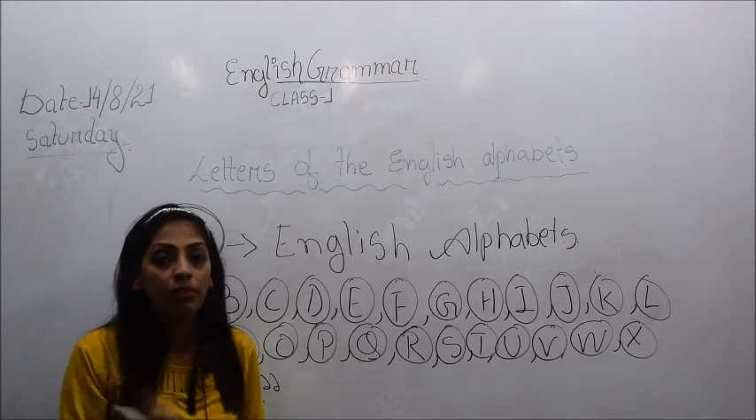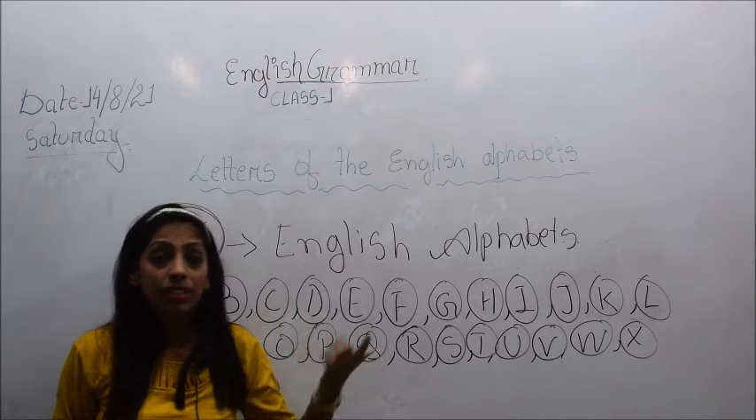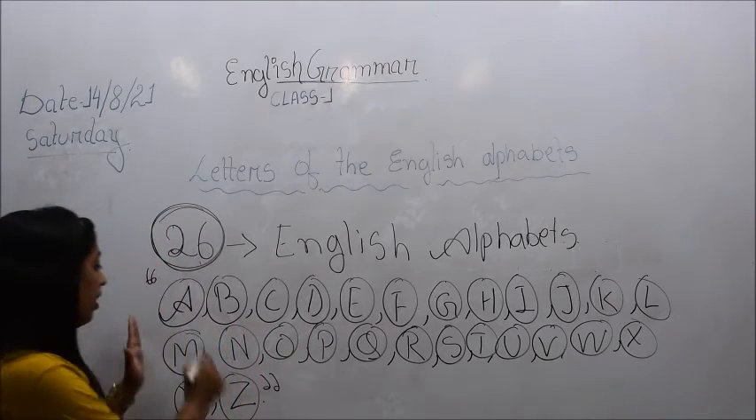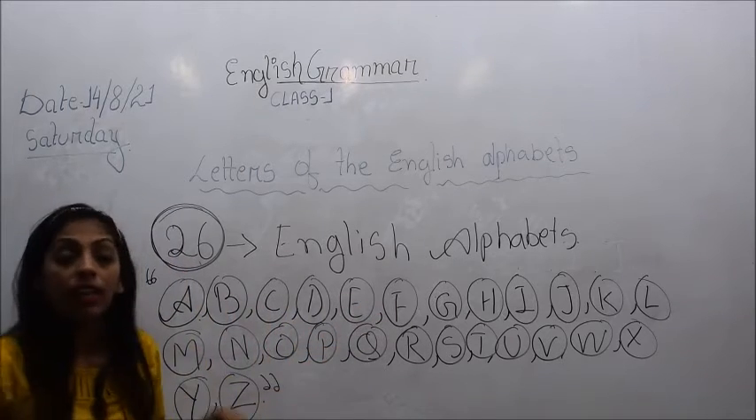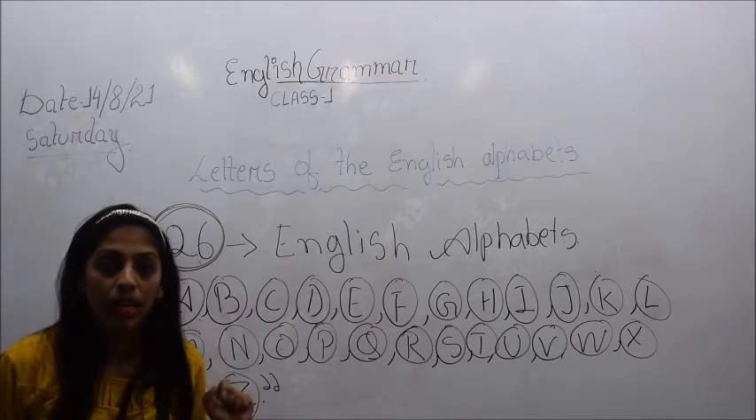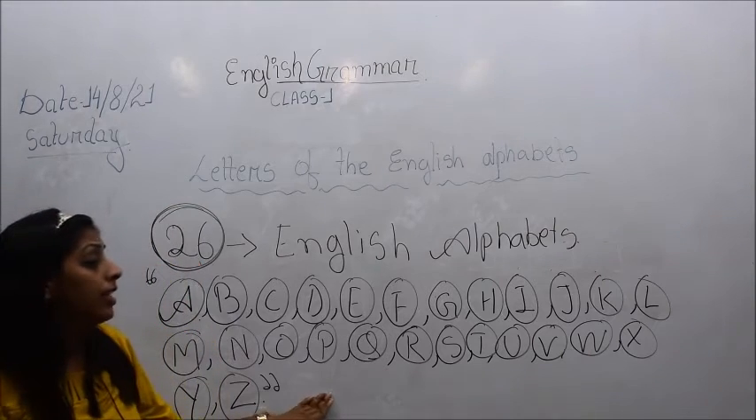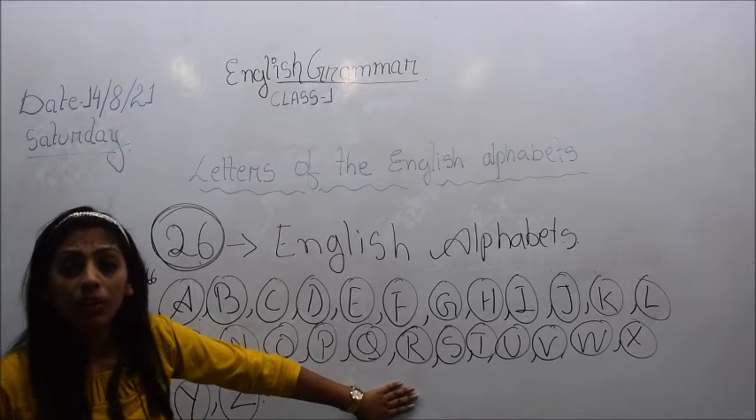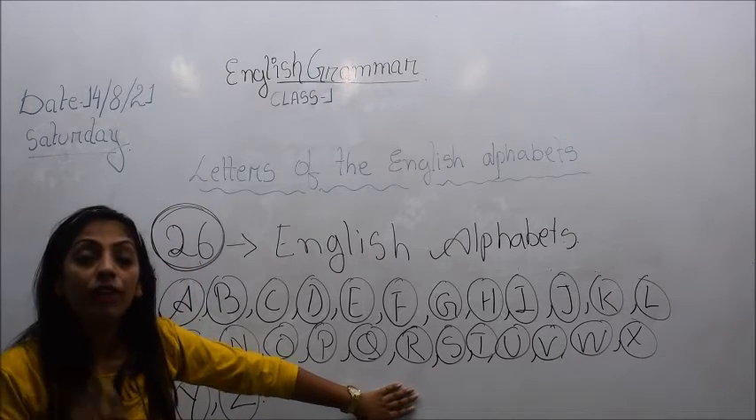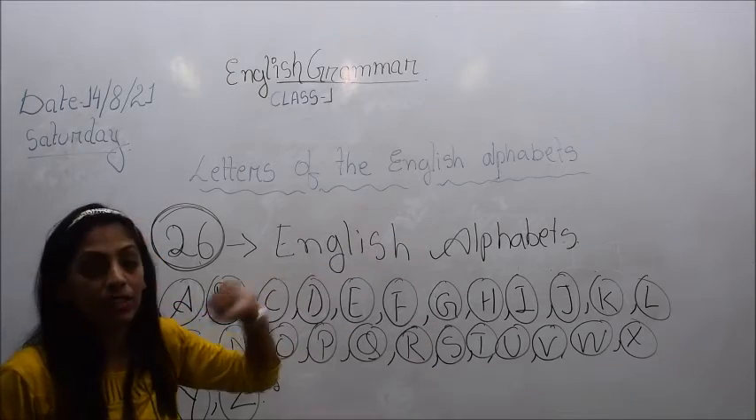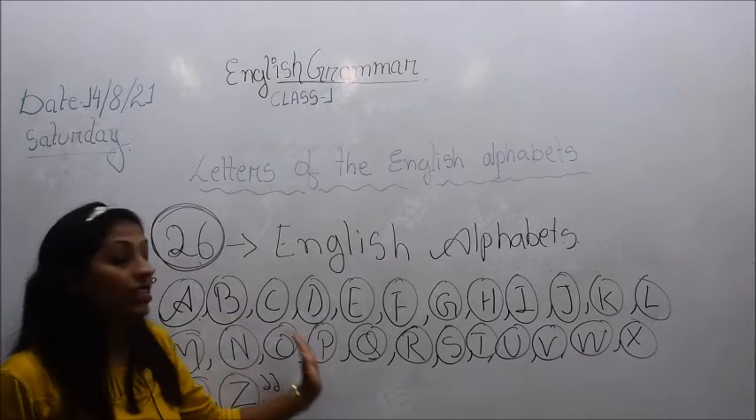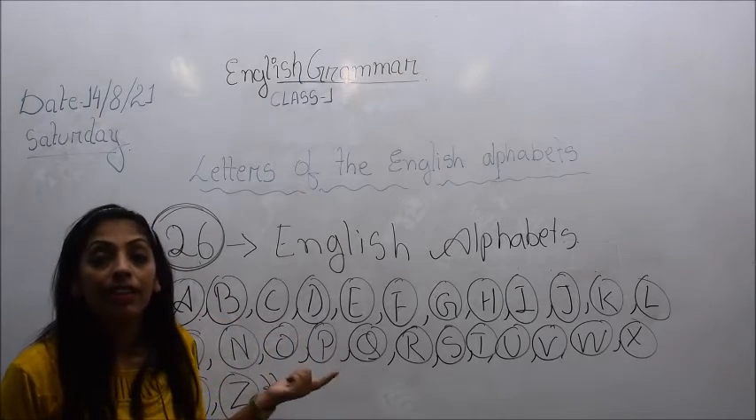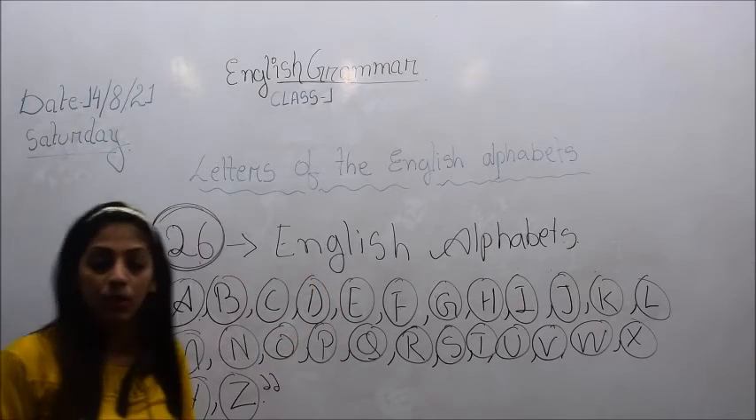And now you have come to know what a letter is. Letters are all these, A, B, C, D, E, F, G up to Z. These are the letters of which language? Of the English language. So these A, B, C, D are the letters of the English alphabet.